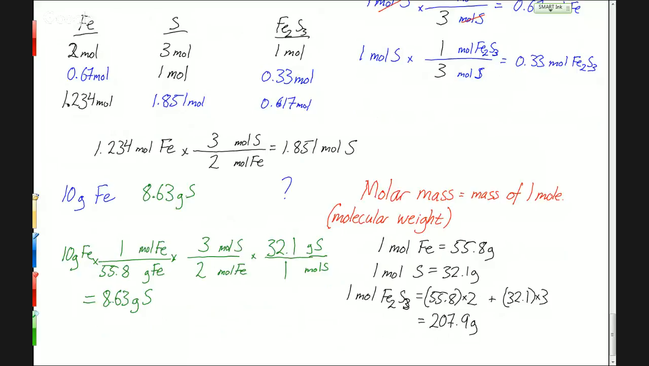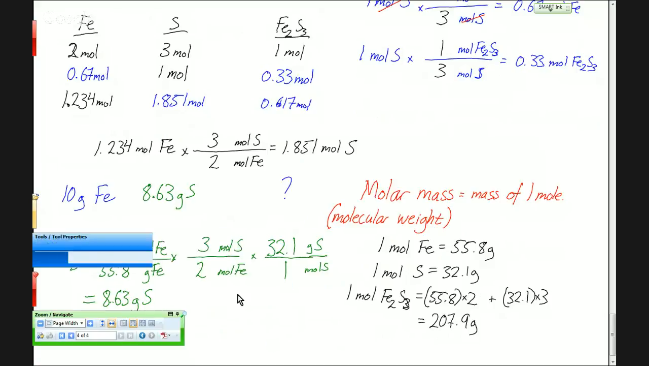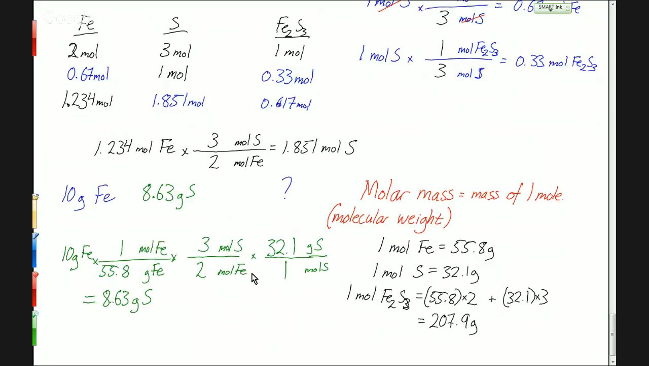Now see if you can do the same thing and figure out the amount of iron sulfide that we would get at the end. So to do that, you're going to use the exact same expression. The only things that change are this term, because you don't want moles of sulfur, you want moles of Fe2S3, and this term, because you want grams of Fe2S3 and mole of Fe2S3. So try to calculate that out and see what you get.